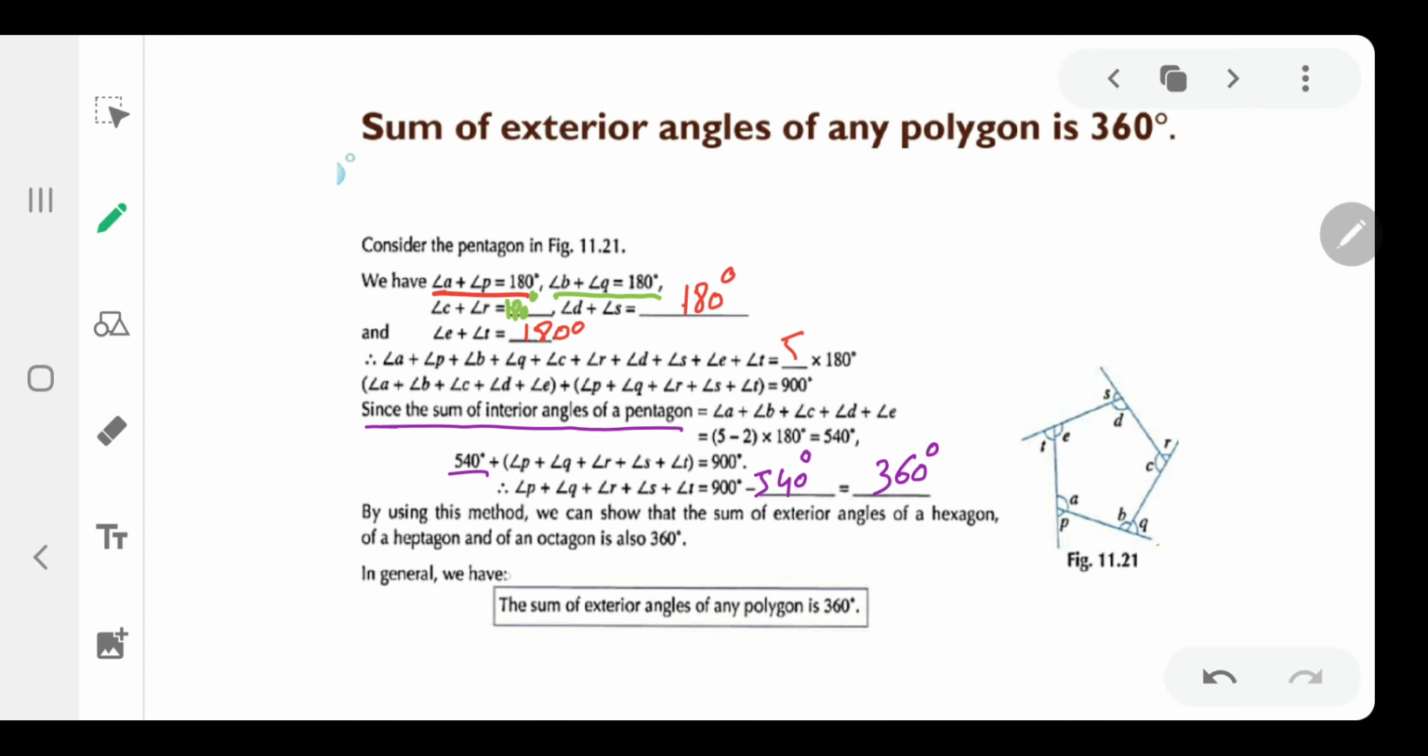By using this method we can show that the sum of exterior angles of a hexagon or heptagon, all the exterior angles, will be 360 degrees. We generalize this concept: the sum of exterior angles of any polygon is equal to 360 degrees. So this is our answer.